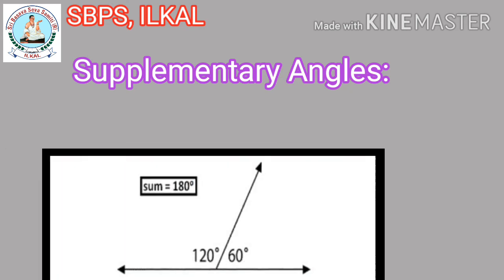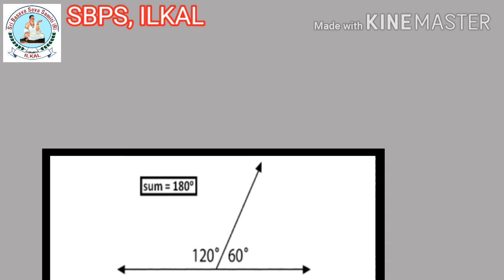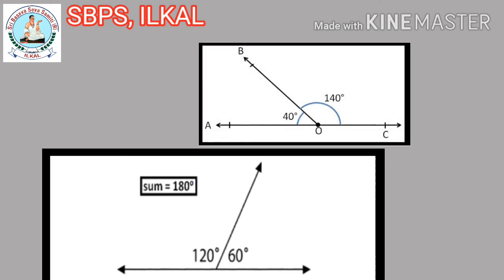Observe here, children. These two angles are adjacent to one another. 120 plus 60 together form 180 degree, which is nothing but a straight line, can be considered as supplementary angles. One more example you observe, children. Angle AOB plus angle BOC is equal to 180 degree, which is nothing but a straight line always measures 180 degree. These two angles together we can call as supplementary angles.